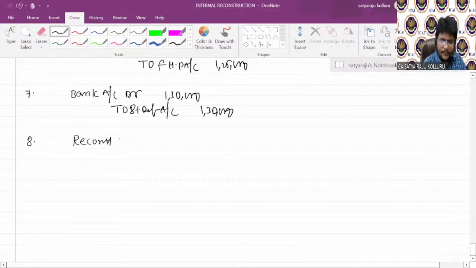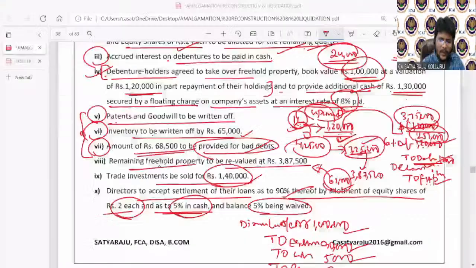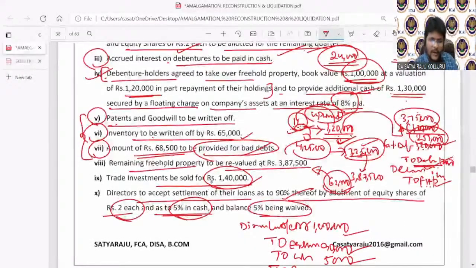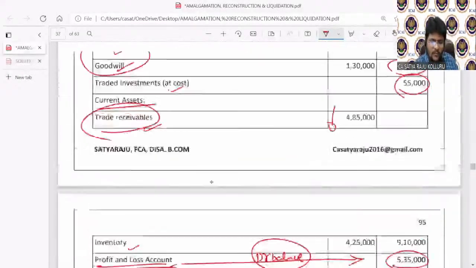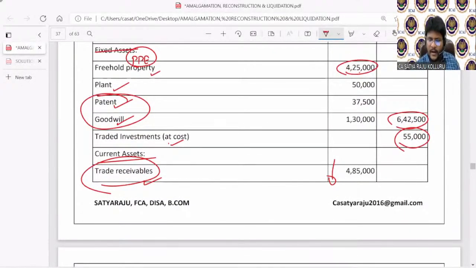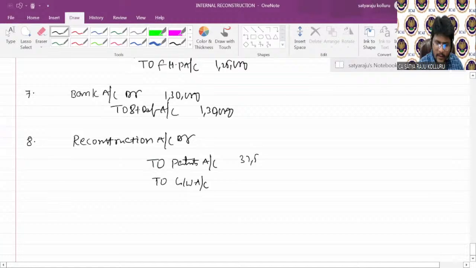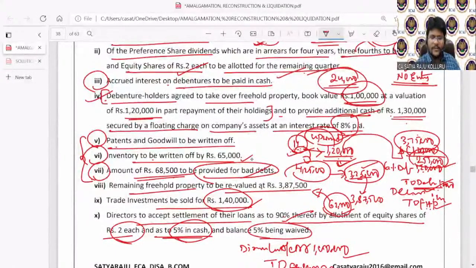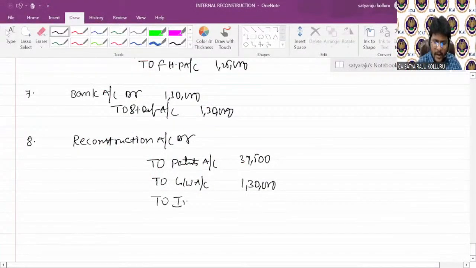Now how you can pass here? Reconstruction account debtor, single entry is enough. Reconstruction account debtor to patents account, goodwill account. Sir, patents how much, friends? Patents book value 37,500, right? Patents is 37,500. Goodwill is how much, guys? 1,30,000. So first 2 assets you have written down. Next, inventory to be written off by 65,000. So you can add inventory account, which is 65,000.